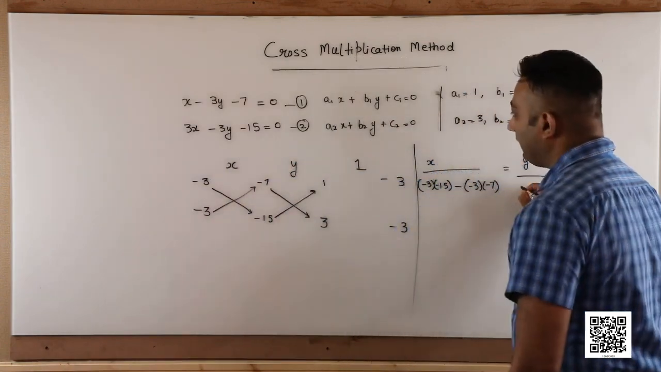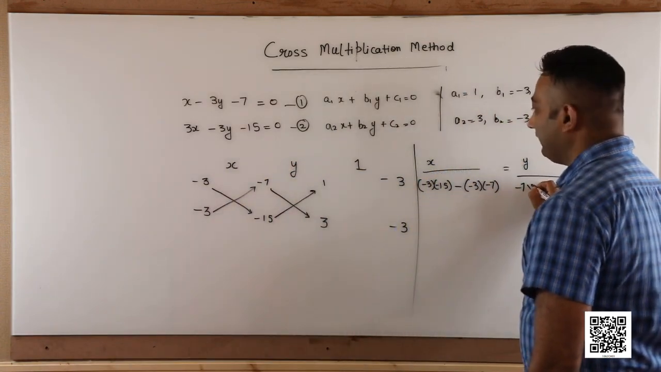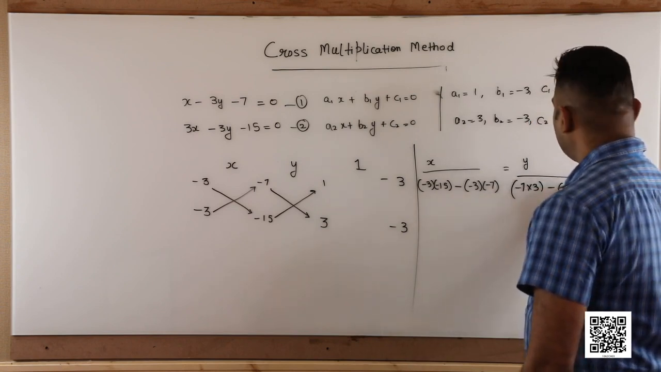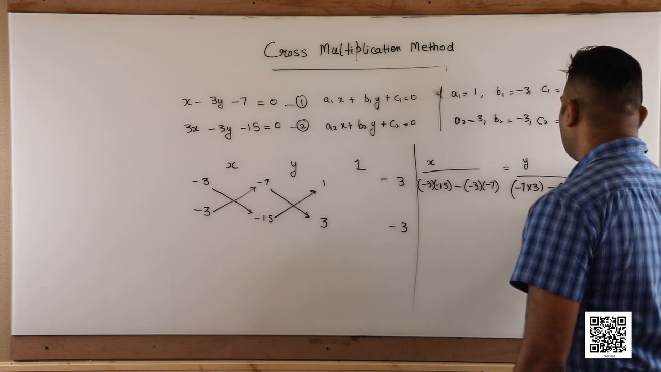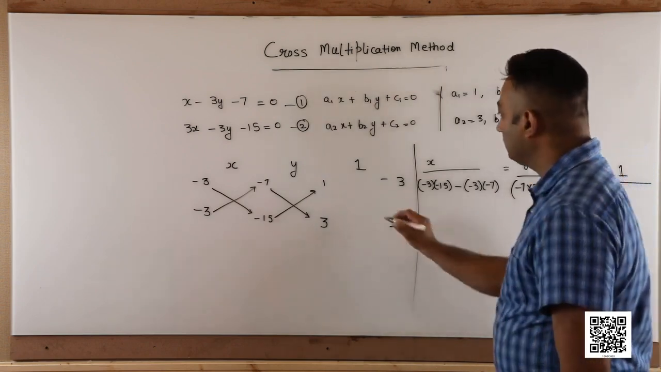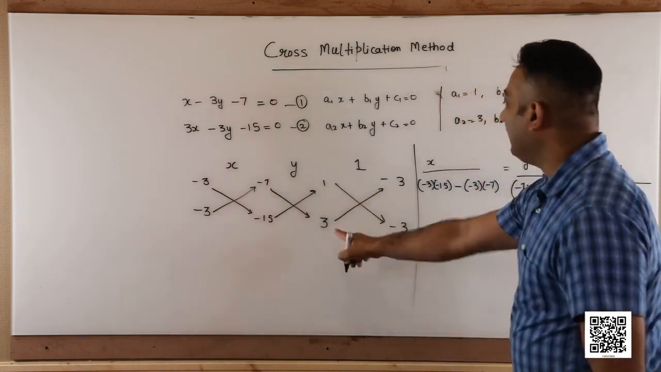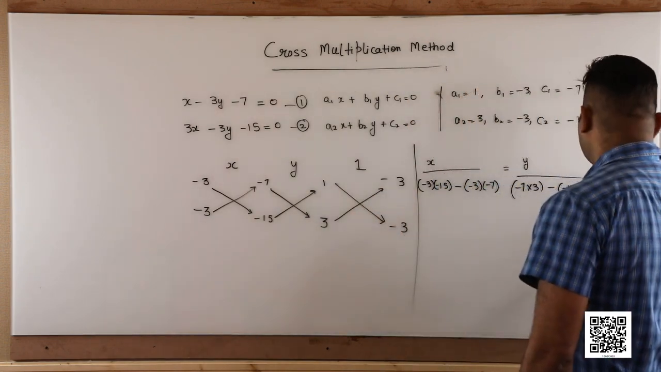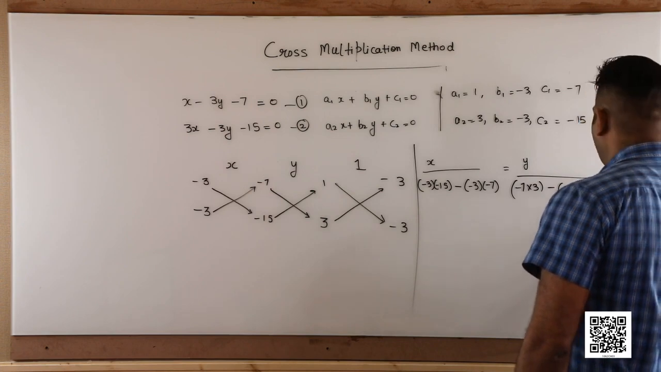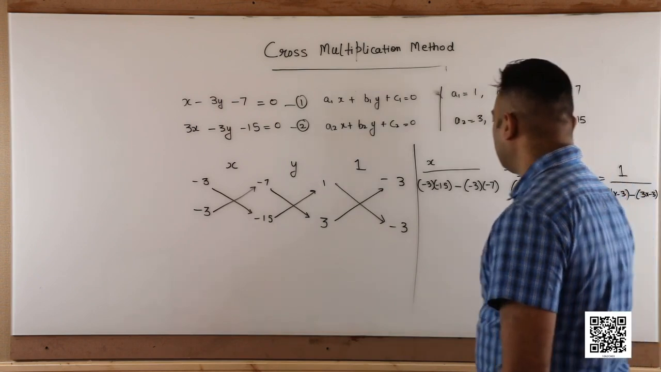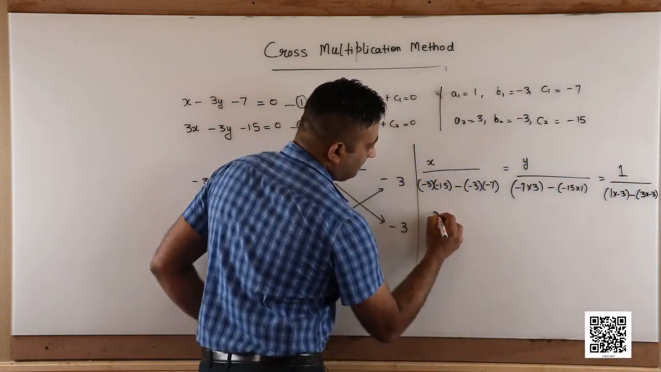So we get y upon minus 7 into 3 minus minus 15 into 1 is equal to 1 upon, now multiply 1 and minus 3 and subtract 3 and minus 3. 1 into minus 3 minus 3 into minus 3. So let us simplify these values.